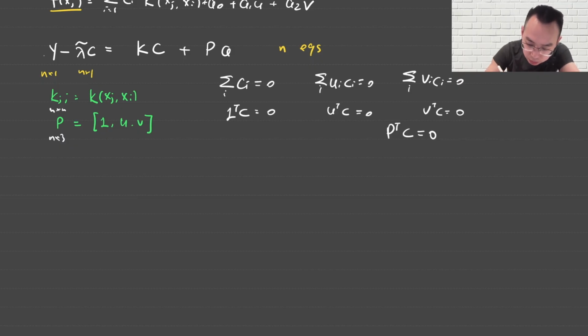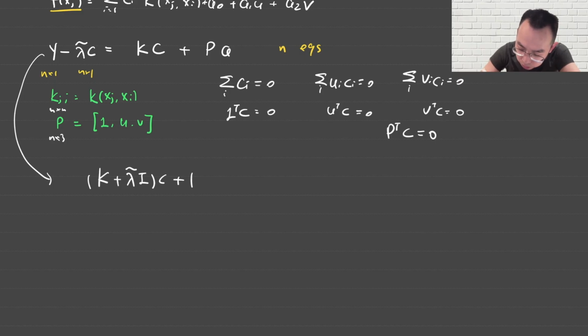Maybe for this, let me just move the terms a little bit. Let me move C to one side, and then the parameters to one side, and the y to the other side. So that's going to be (K plus lambda tilde I) times c plus P times a equals y. So that's going to be the equation. And then we're also going to combine that with this equation here, right? So this is equation 1, equation 2. Let's just combine these two together.